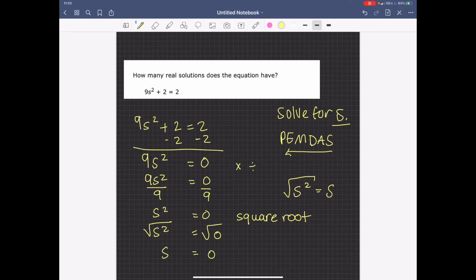So the question was asking us, how many real solutions does the equation have? Well, in this case, since s equals 0, it only has one real solution.